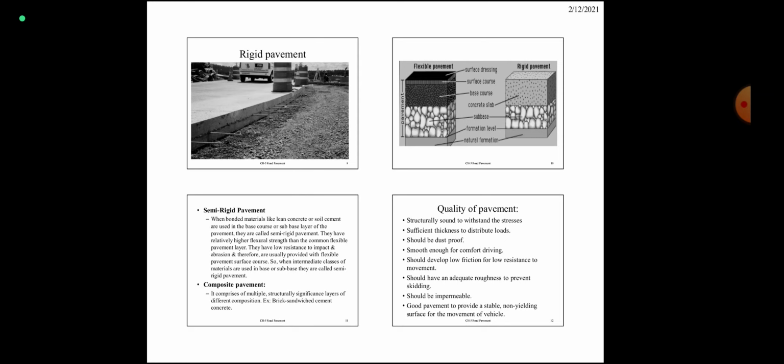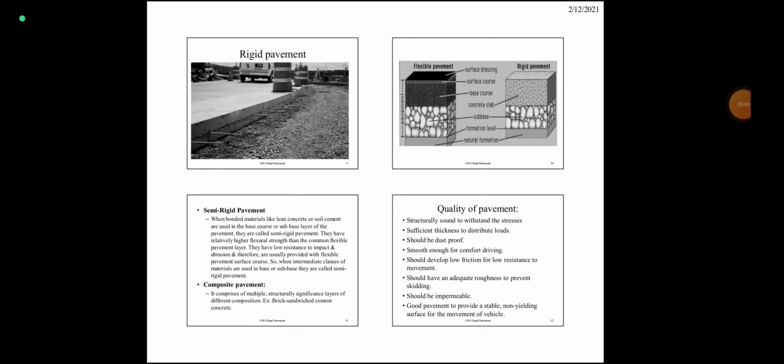Qualities of pavement: structurally sound to withstand the stresses. Sufficient thickness to distribute loads. Should be dust proof. Smooth enough for comfortable driving.